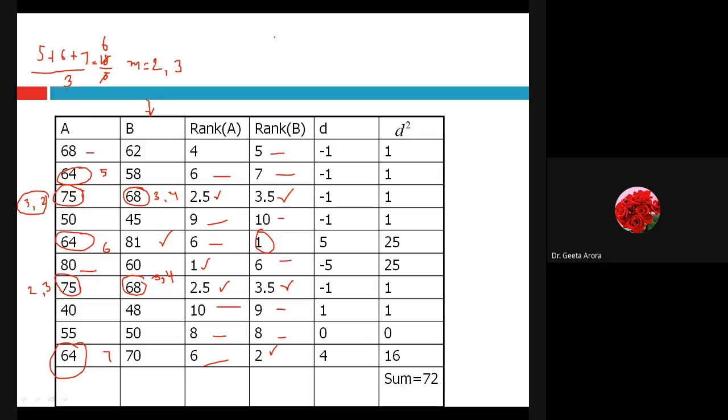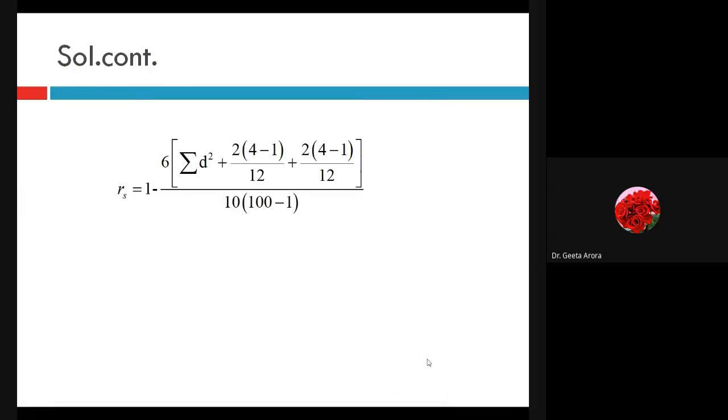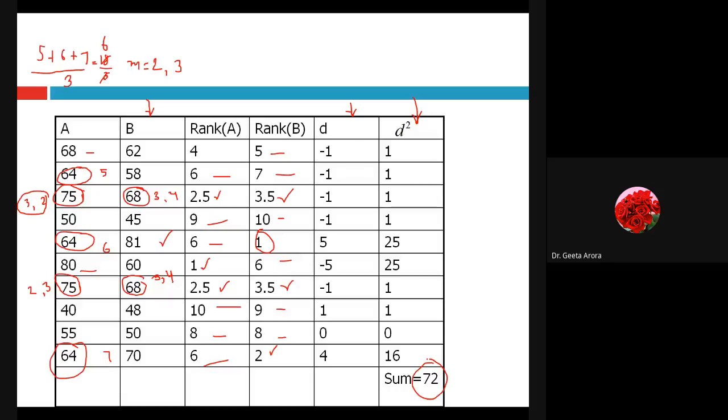Now the similar procedure is there. Find out D, whatever the difference we are getting, find out D square, sum them up, and we will get the value of summation D square, which is coming as 72, on putting the values in the formula. Now we can see here we have ms2 for A, and we are getting one more tie for m is equal to 2. Correct?